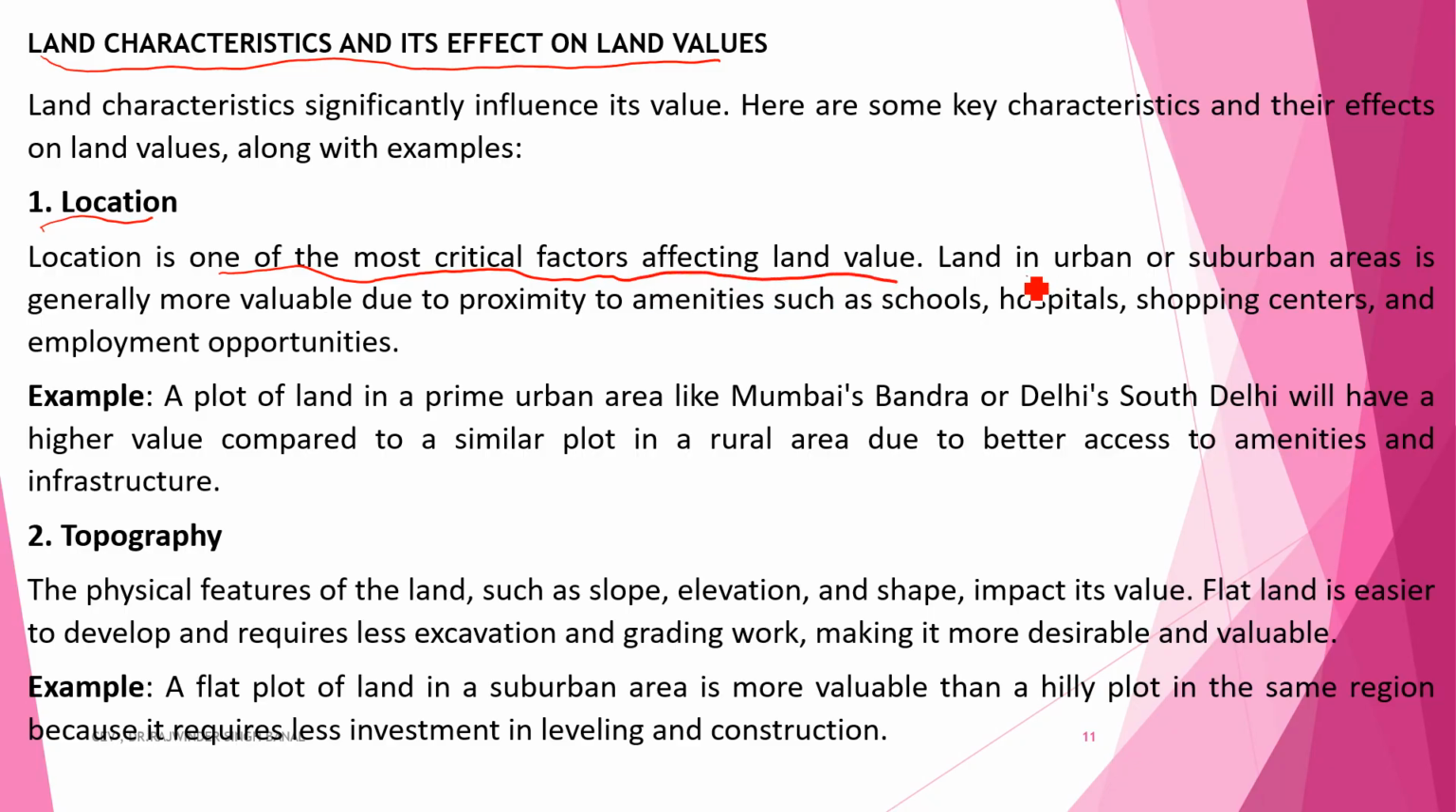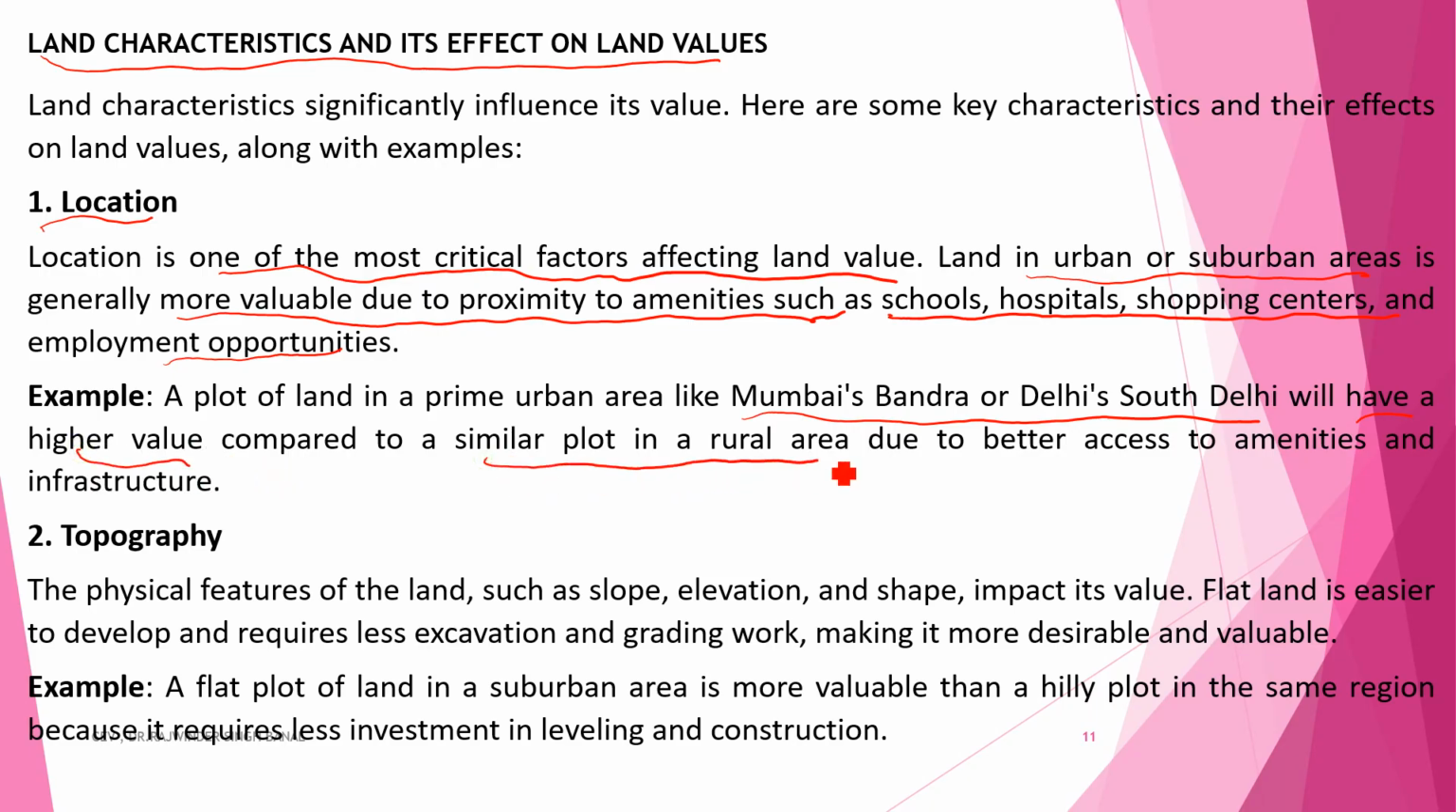Land, whether it is in an urban or suburban area, is generally more valuable due to proximity to amenities such as hospitals, shopping centers, and employment opportunities. For example, a plot of land in a prime urban area like Mumbai's Bandra or South Delhi will have a higher value as compared to a similar plot in a rural area. Why? Because of better access to amenities and infrastructure.